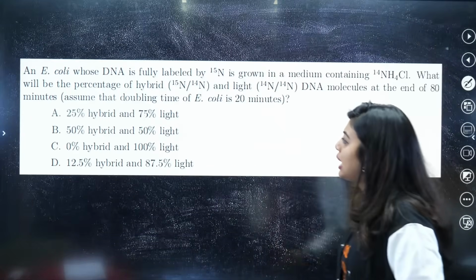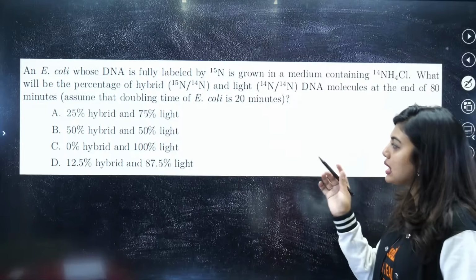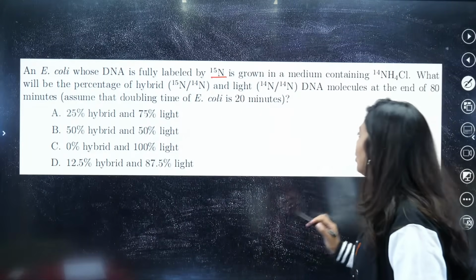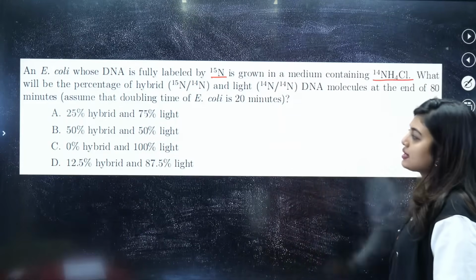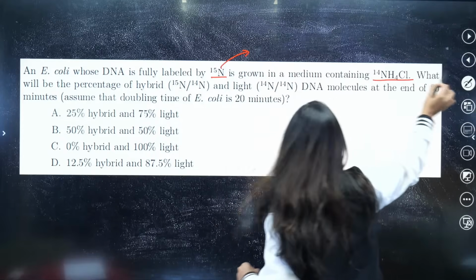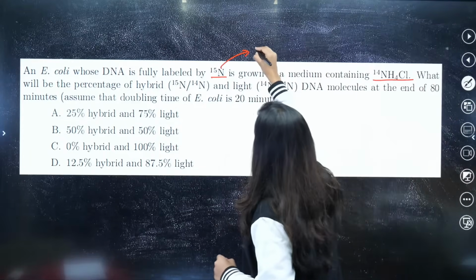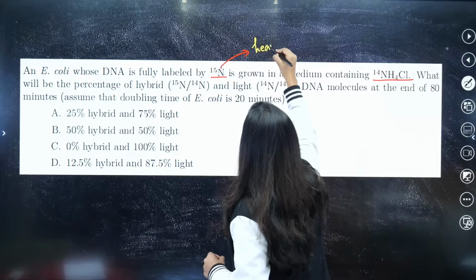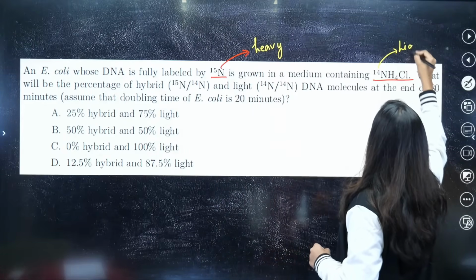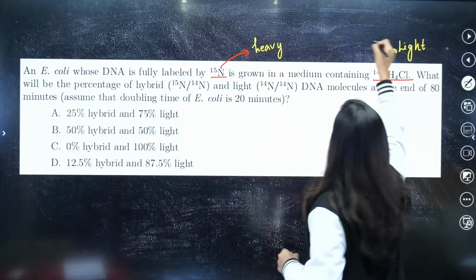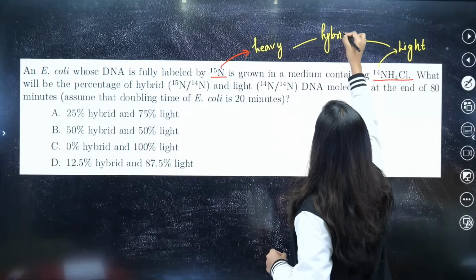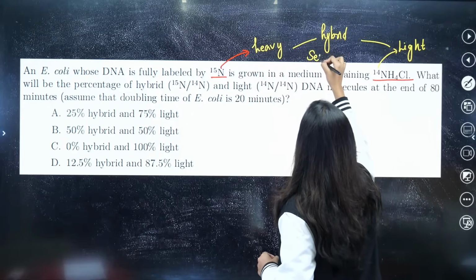Now look here, an E. coli whose DNA is fully labeled by N15 is grown in a medium containing N14Cl. Okay, this is the heavy nitrogen, this is the light. Heavy and light together will form the hybrid, because our DNA replicates in a semi-conservative manner.